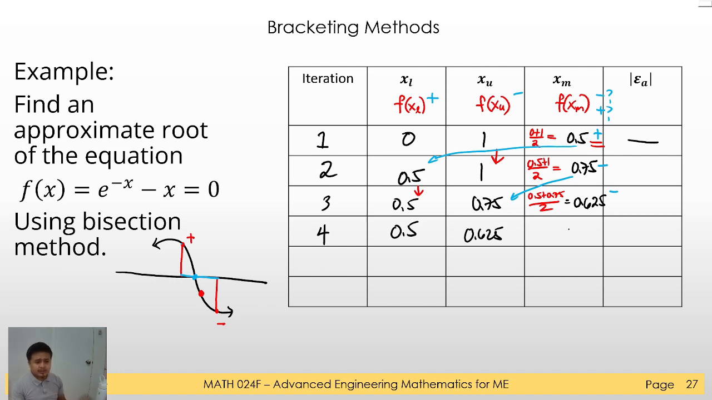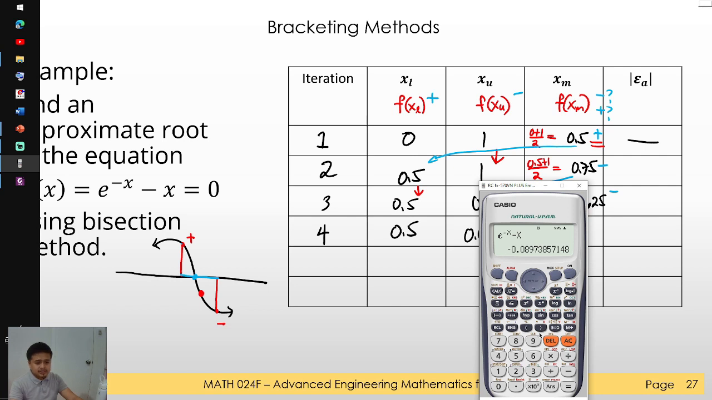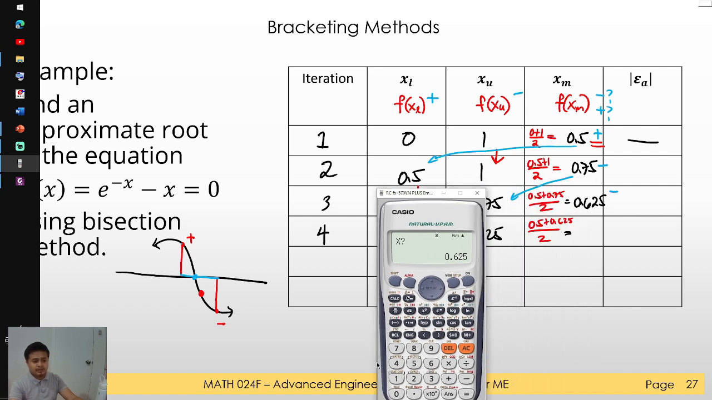And then moving on, for this, we have 0.5 plus 0.625 over 2. So keep halving. So the answer should be, calculate, 0.5 plus 0.625, and then divide by 2.